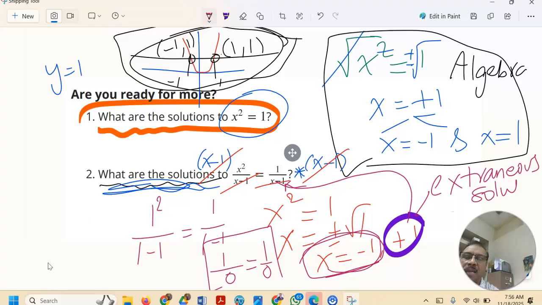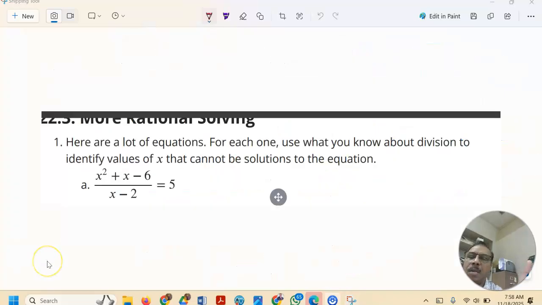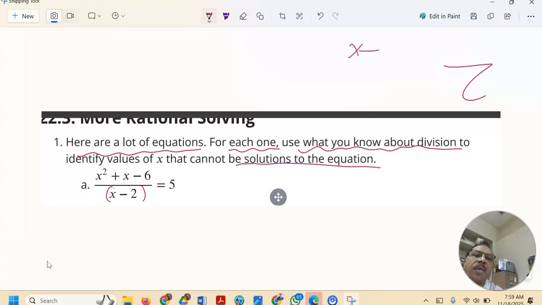Okay, so a lot of maths there, hopefully. Okay, watch this. So you are given a lot of equations. For each one, use what you know about division to identify values of x that cannot be a solution. And you can see the moment you see x on the left side, 100% you know, when is the denominator going to be 0? You can see the denominator is going to be 0 if you do this. You get x equals this, which cannot be part of the domain.